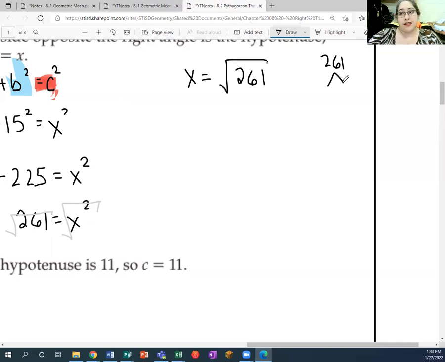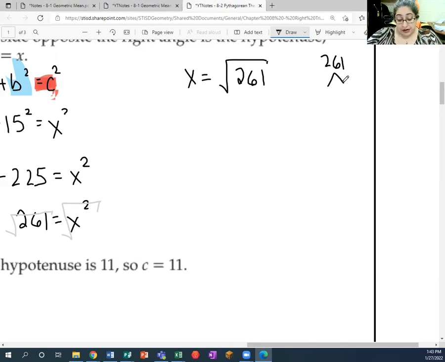I'm going to look at the last number. It's an odd number. It's not even. So I'm not going to divide this by any of my even numbers. I'm not going to divide it by 2 or 4 or 6 or 8, because 261 is not an even number, so it will not be divisible by any of the evens.